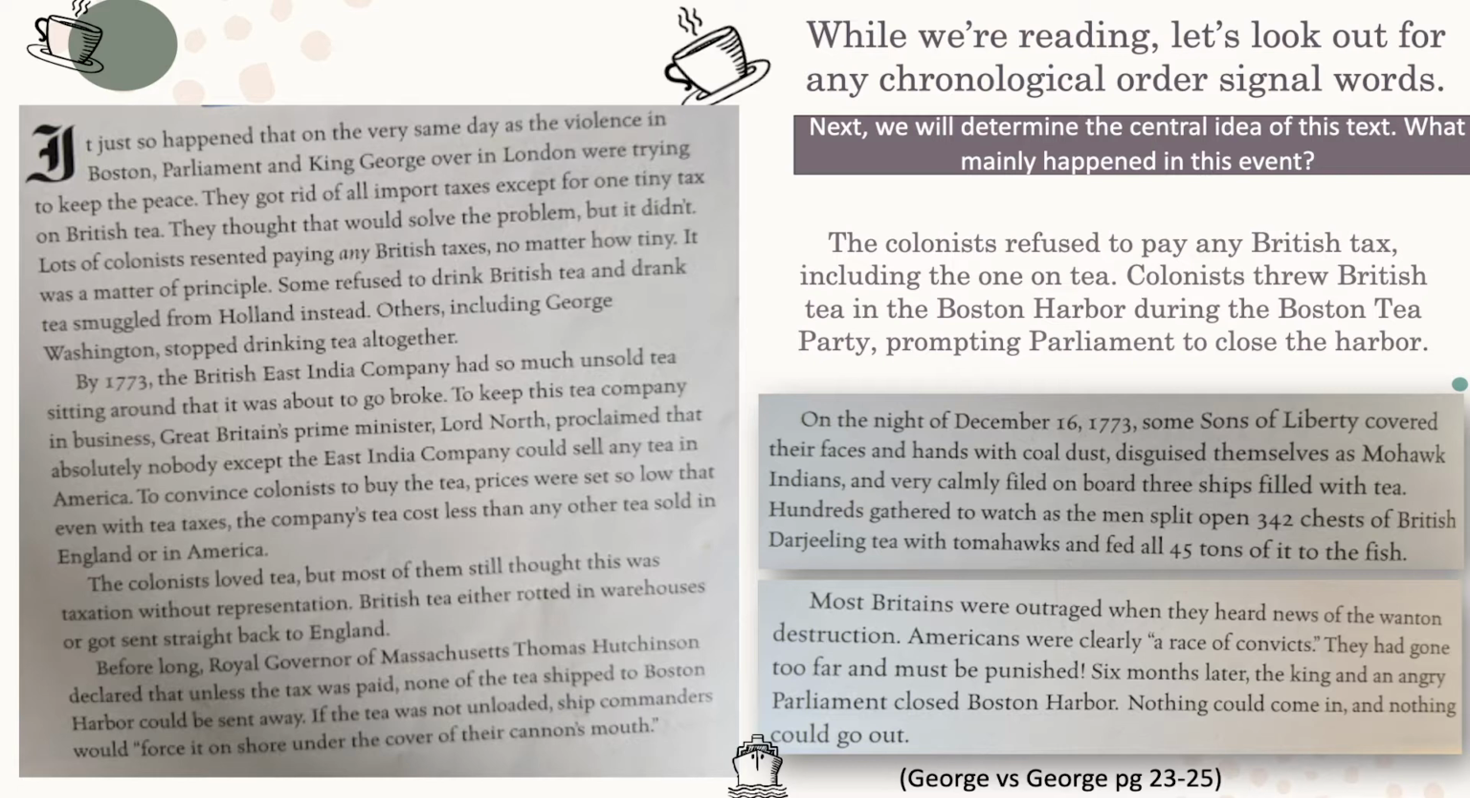On the night of December 16, 1773, some Sons of Liberty covered their faces and hands with coal dust, disguised themselves as Mohawk Indians, and very calmly filed on board 3 ships filled with tea. Hundreds gathered to watch as the men split open 342 chests of British Darjeeling tea with tomahawks and fed all 45 tons of it to the fish.